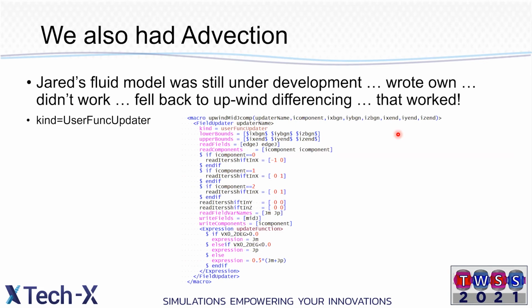So how hard is it to write an upwind advection operator for VSim? Well, this is it right here. You'll even see that if the velocity is one way, I use one J, and if it's the other way, I use another. And so here is a poor man's advection operator, just in one little step.